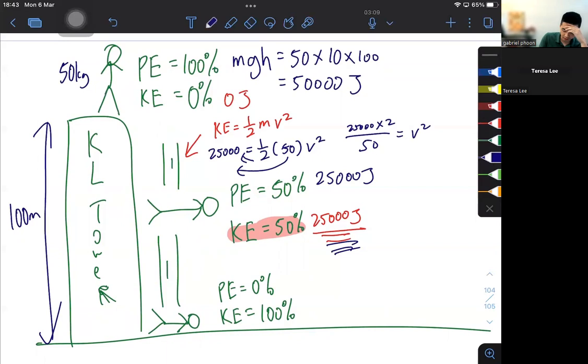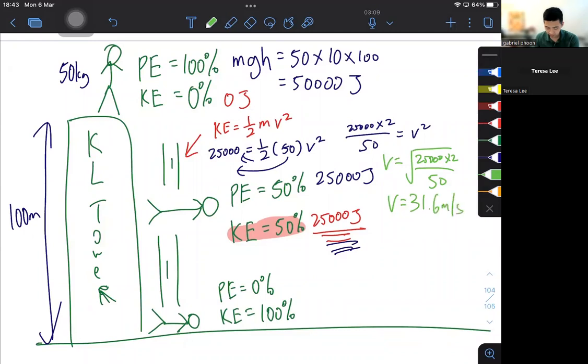Right, then ultimately, if I want to find V, V will be the square root of 25,000 multiplied by 2 divided by 50. Press this in the calculator, you most likely won't get 100, impossible. Square root, right? It will be 31 point something. My speed here will be 31.6 meters per second, right?